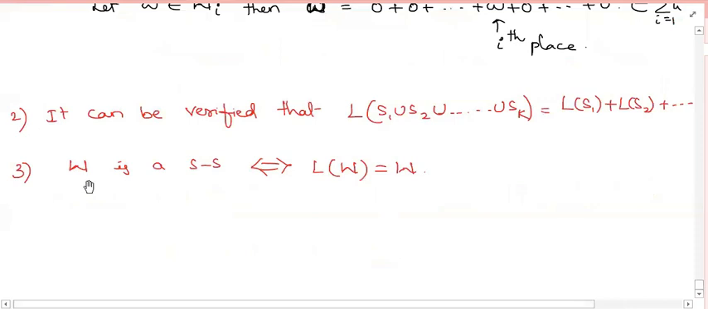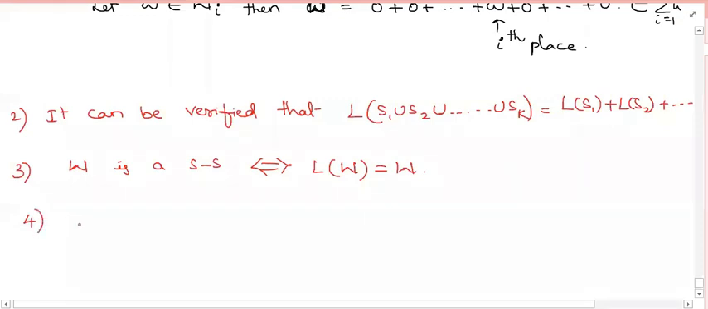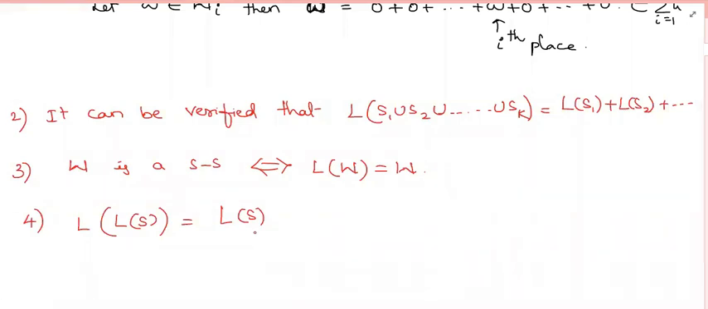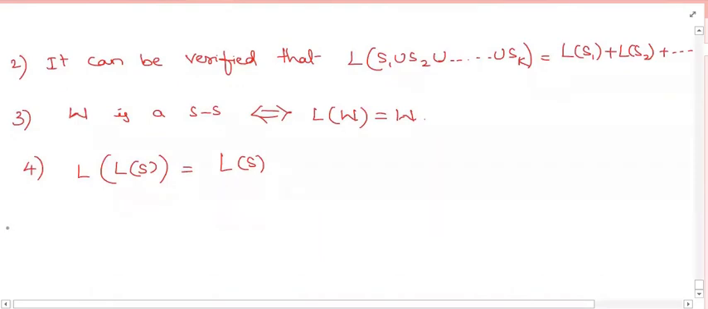Yes. So from here we can see another one, fourth: L of L of S equals L of S. The linear span of L of S is equal to L of S. If you take L of S, then if you take the linear span, you don't get any extra. You will get the linear span only. Okay, for any subset.